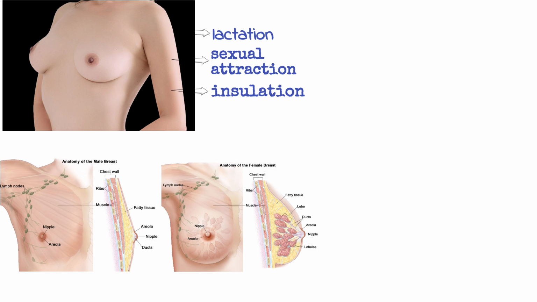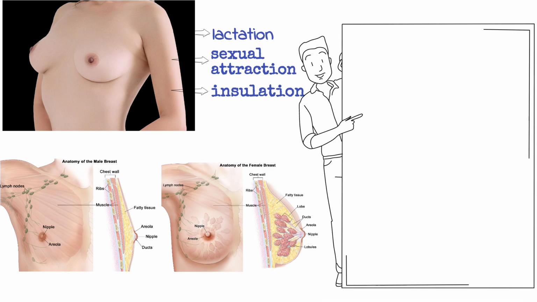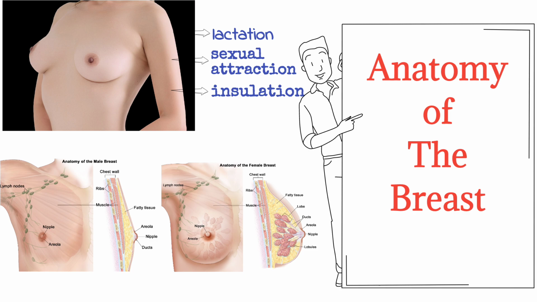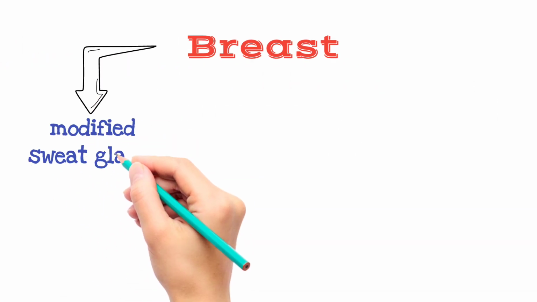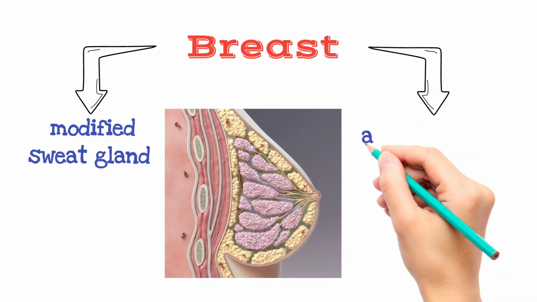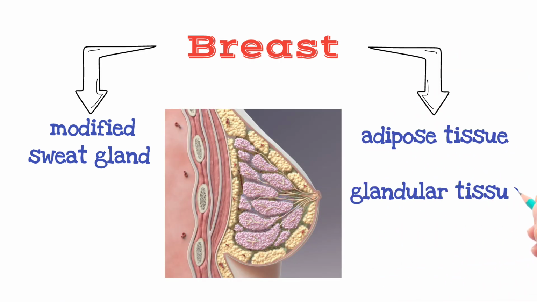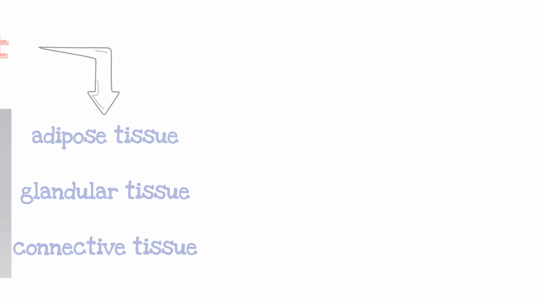In females, it serves as the mammary gland, which produces and secretes milk to feed infants. In this article, we shall look at the anatomy of the breast. The breast is a modified sweat gland. It is principally composed of adipose, glandular, and connective tissues. Because these tissues have hormone receptors, their sizes and volumes fluctuate according to the hormonal changes.